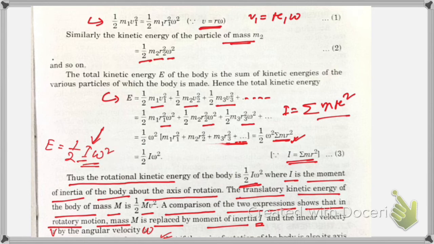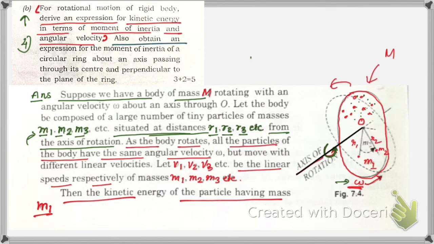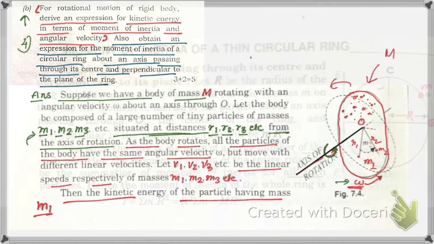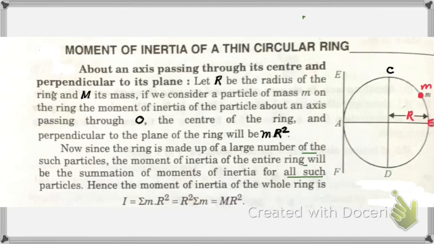Now let's move on to the next part of this question. Also obtain an expression for the moment of inertia of a circular ring about an axis passing through the center and perpendicular to the plane of the ring. Now let me give you that answer. Moment of inertia of a thin circular ring about an axis passing through the center O of this circular ring, perpendicular to the plane, right? It is passing through the center O, which is perpendicular to this plane.